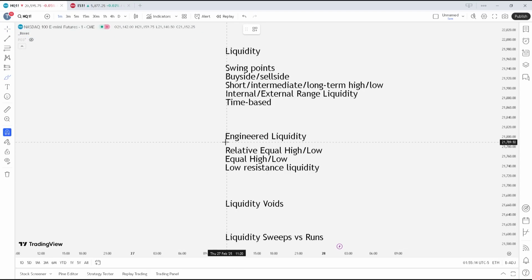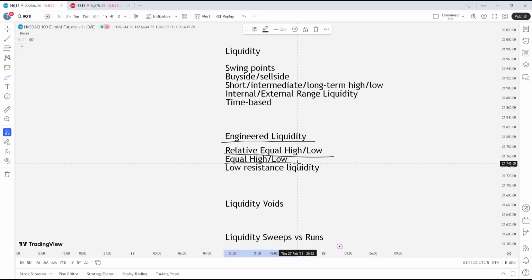All right, and now we're moving on to engineered liquidity. So engineered liquidity are things like relative equal highs or lows, equal highs or lows, and low resistance liquidity. So let's just go through all of these, and these are not very hard, right? It's just basically what it literally says, except for maybe low resistance liquidity.